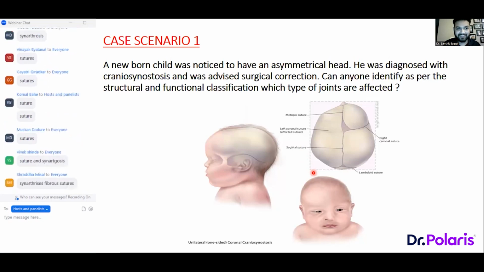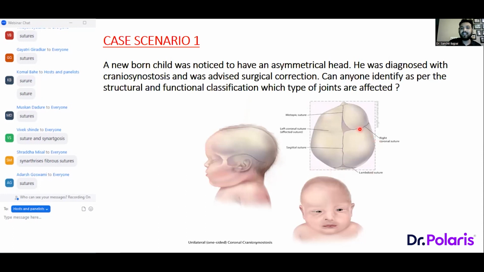Okay, we have got multiple answers. I think the major answer is towards sutures. Right, and somebody has answered fibrous suture. So let's say it's fibrous. Fibrous is a structural classification under which sutures come. Correct. And if you go by the functional classification, it will become a synarthrosis. So that is how you connect it.